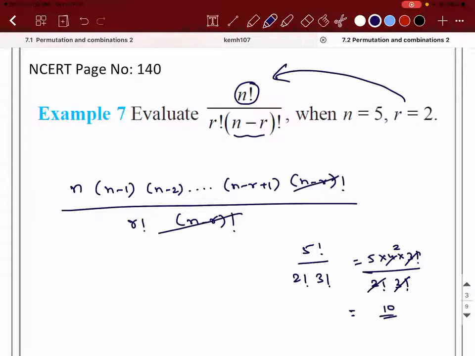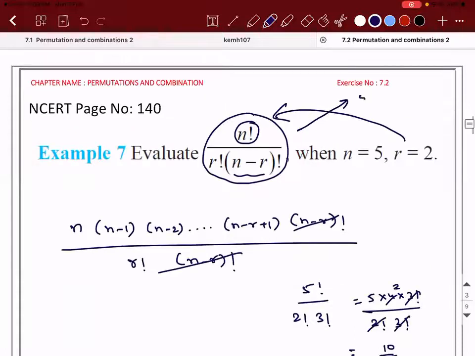But can someone tell me what this actually is? What is N factorial by N minus R factorial into R factorial called? Combination. NCR. It is 5C2 actually. 5C2 is 10.